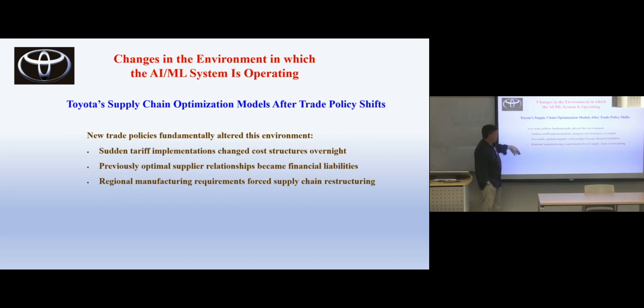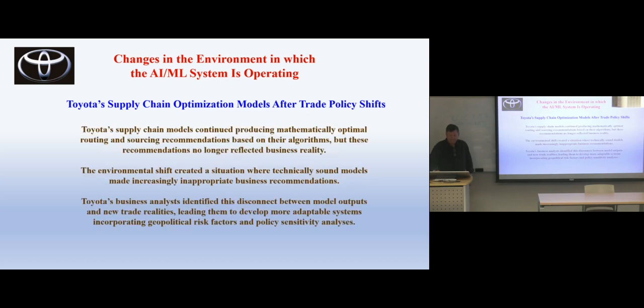So the new trade policies altered that environment. Quick tariff implementations, supplier relationships got skewed, and then regional manufacturing from supply chain restructuring. By the way, if a boat has to go all the way around Africa, it costs a whole lot more money. Okay, so what they did, everything was going correctly.